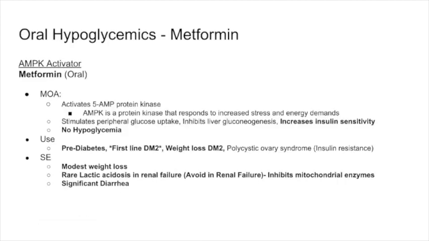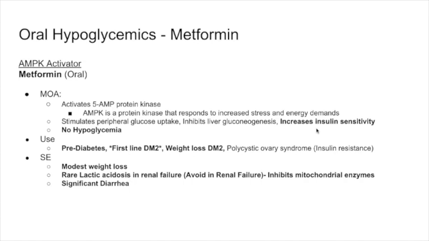So these are the injectables. We talked about the insulin and we talked about the amylin and the incretin analogs. Now we start getting into the oral agents. So the first oral agents, and really the oldest one that we know, is metformin. And metformin, how it works is that it activates a protein called 5-AMP protein kinase. So AMP protein kinase is a kinase that responds to increased stress and energy demands. That protein stimulates peripheral glucose uptake, inhibits liver gluconeogenesis, and the biggest thing is that it increases insulin sensitivity.